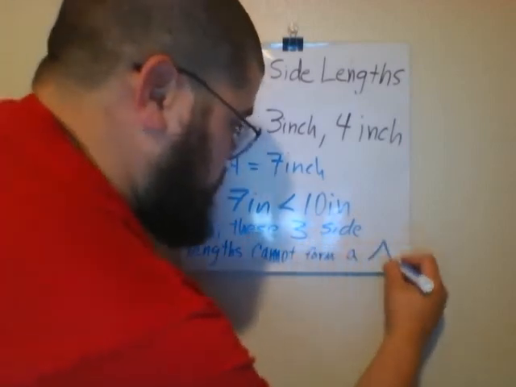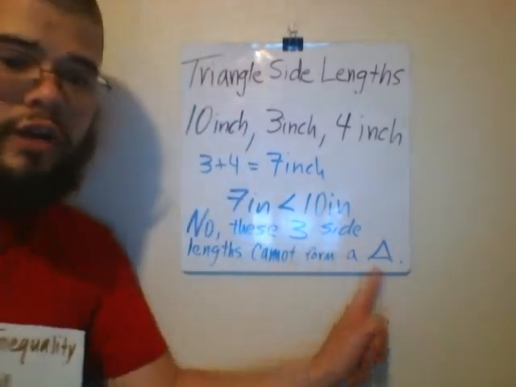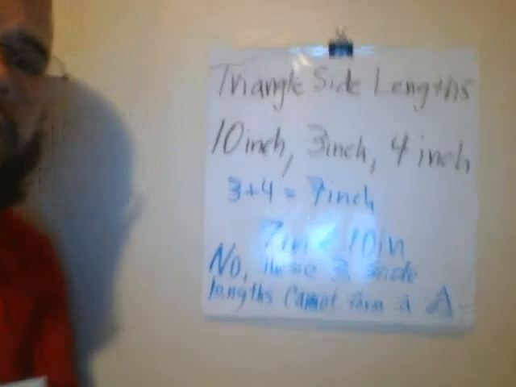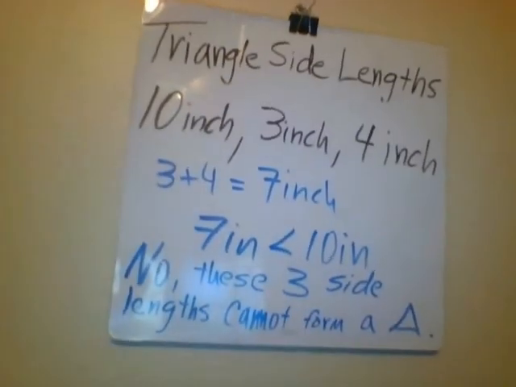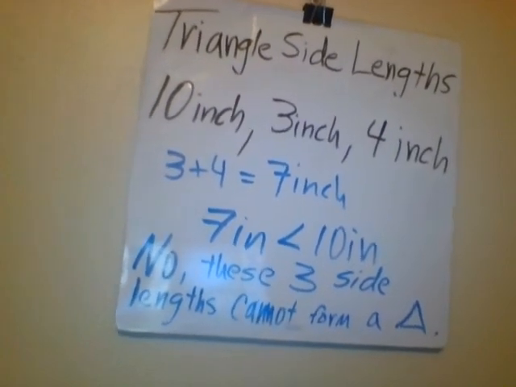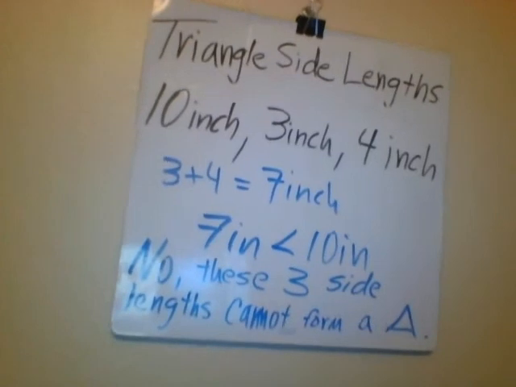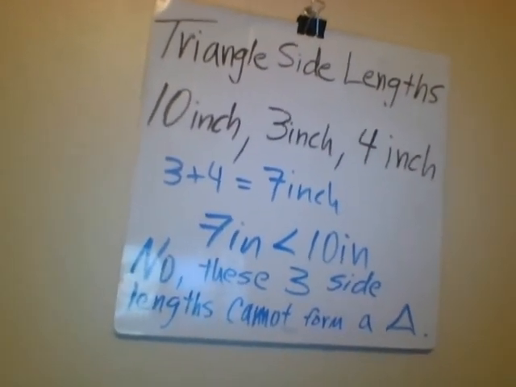a triangle. And I'm actually going to draw a triangle here because I'm running out of space. Okay, that's a triangle. So I'm going to zoom in again right here. So the answer to this problem would be no. These three side lengths cannot form a triangle. And we knew that because we used the real world example as well. So again, we're using the triangle inequality theorem.